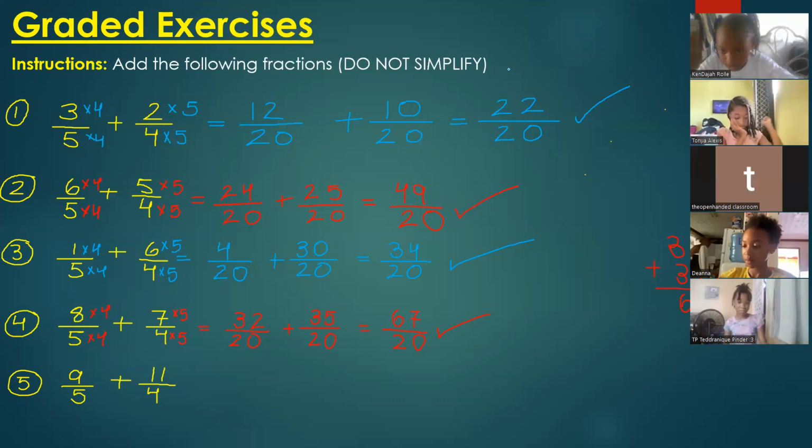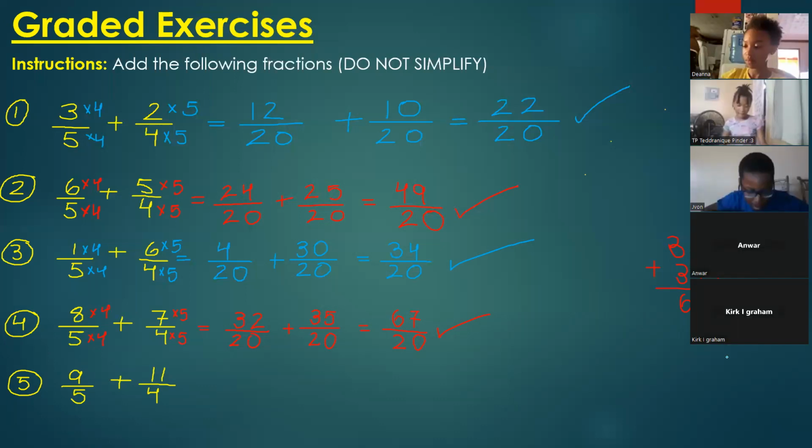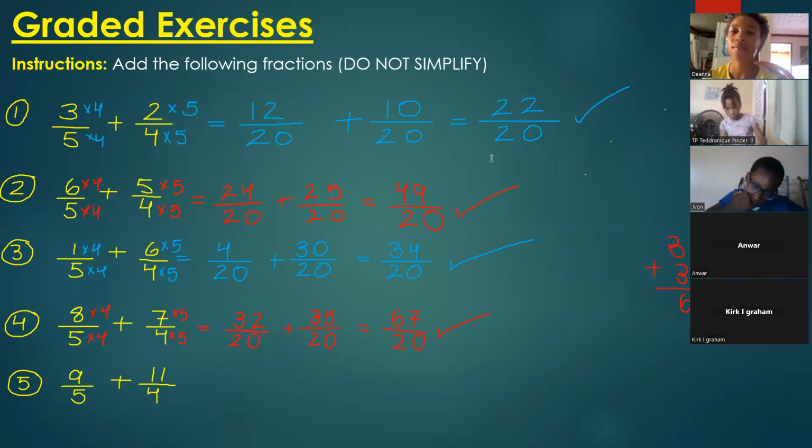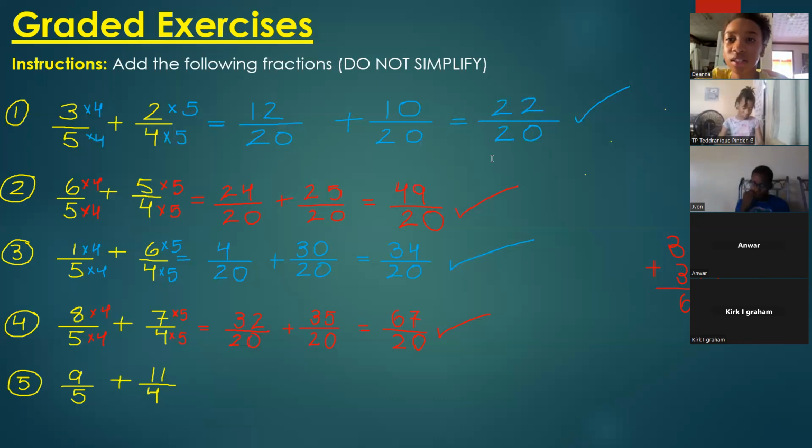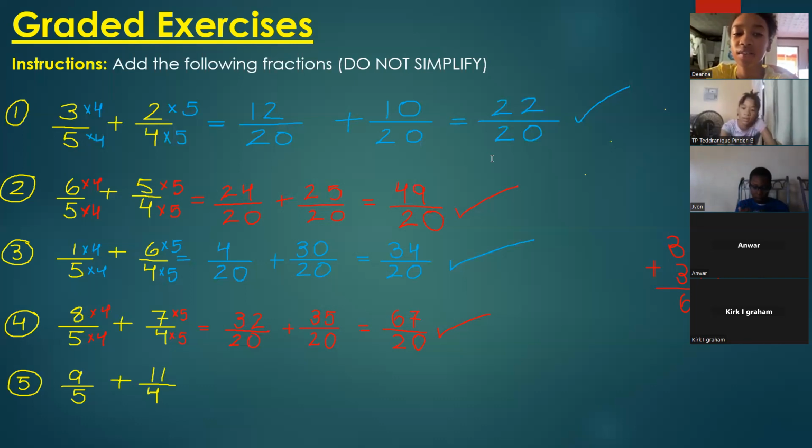Anwar, what did you get for this question? Anwar, are you there? I got 49 over 20. This is number 4. I got 67 over 20. Say it again. 67 over 20. Okay, good.